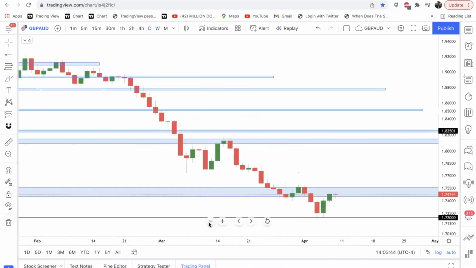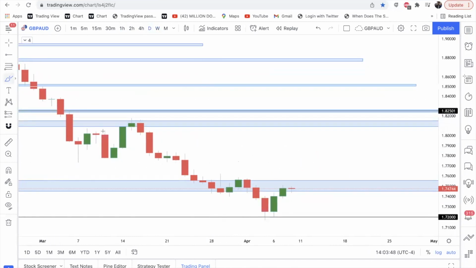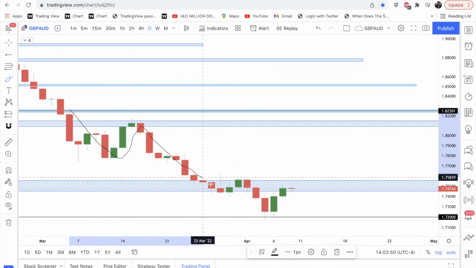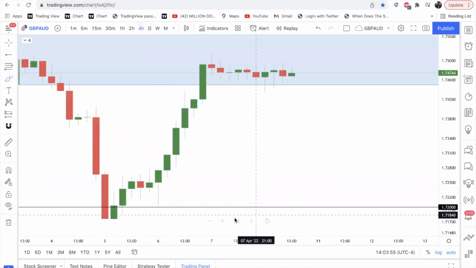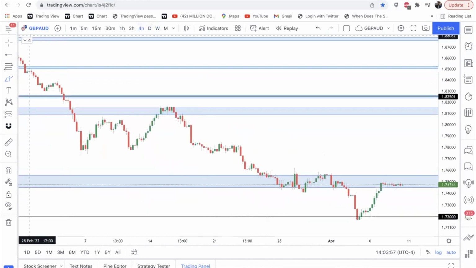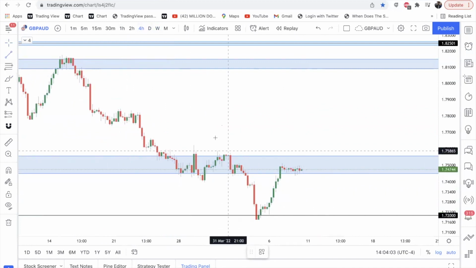All right, so if we look at this here, price found support at this level of demand, but it's been in the downtrend. So if we look to the left, we can see lower highs, right, and lower lows. So in order for this shift to happen, price needs to break structure. Price hasn't broke structure yet. All right, this still could potentially be a sell setup before any more buys.